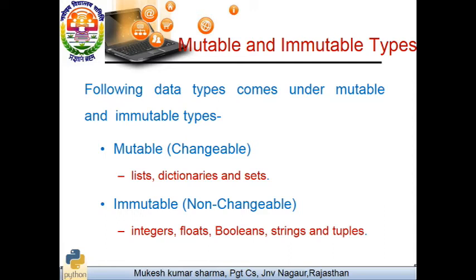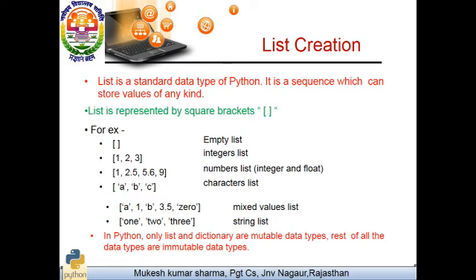Here, mutable means one whose value can be changed, and immutable means we cannot change the values. In this video, we will see the creation of a list and the manipulation of a list. In Python, a list is a kind of container that contains a collection of any kind of values. A list is a mutable data type, which means any value in the list can be changed.